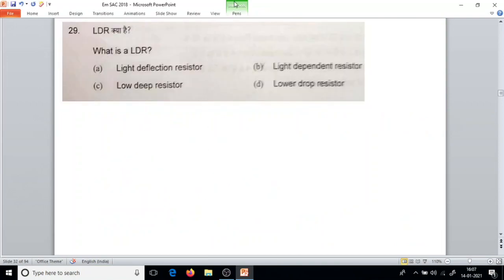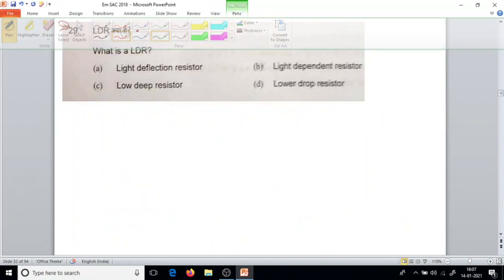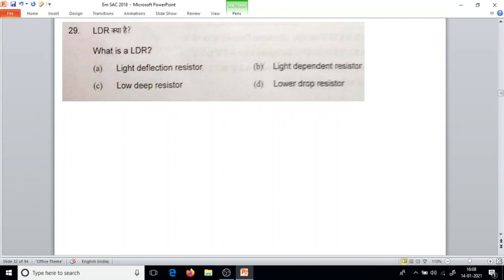Question number 29. What is LDR? LDR is a light dependent resistor. Answer is option B. So I showed you light, there will be a resistor. When light falls on it, the resistance decreases. That's what LDR is.